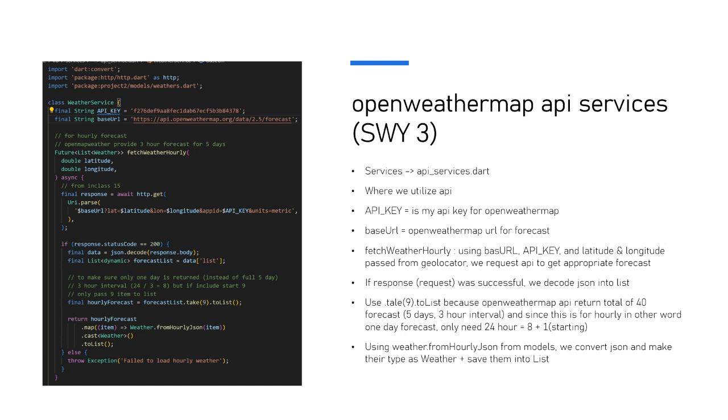If we get a response, we decode the JSON into a list called forecast list, and then we only take 9, because the free plan of the API gave a total of 40, which is 5 days with 3-hour intervals, and we only need 1 day for the hourly forecast, so we take 9. And then using Weather.fromHourlyJson from models, we convert the JSON and set their type as Weather so that we can use them in the future.